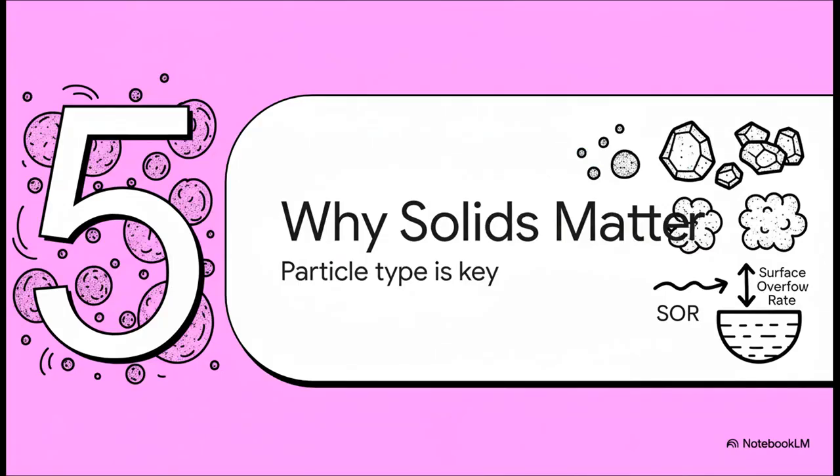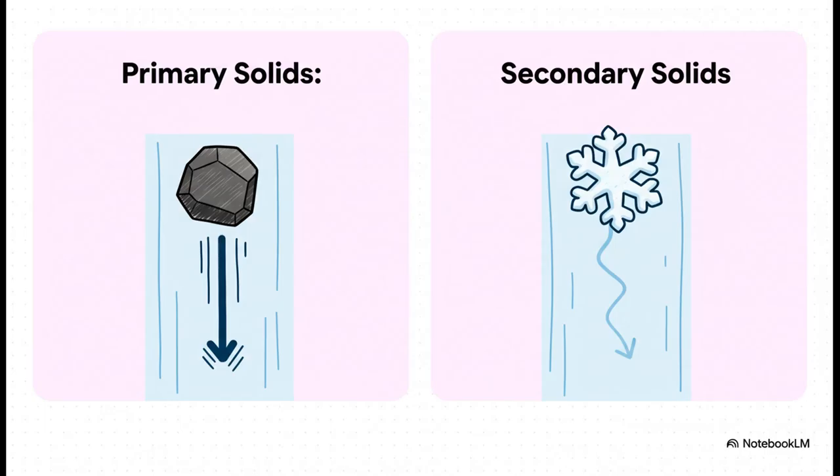But here's where we add a final, really interesting layer to all of this. It turns out not all gunk is created equal. The type of solid particle we're trying to remove has a massive impact on the target SOR we're aiming for. You see, we're basically dealing with two main categories of solids. You've got your primary solids. These are the bigger, heavier particles that settle out pretty easily. Think of them like tiny, heavy pebbles. But then you have the secondary solids. This stuff is light, it's fluffy, it's biological, and it is way harder to capture. Think of it more like tiny, waterlogged snowflakes floating around.